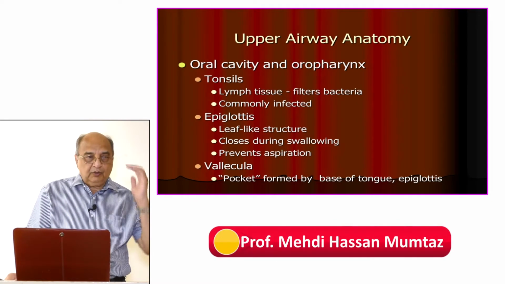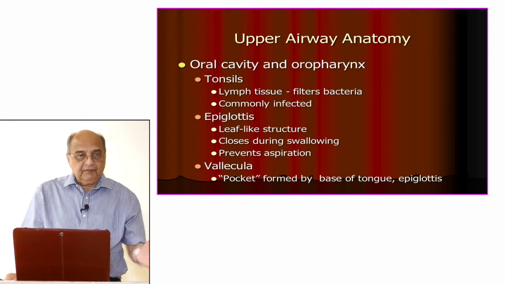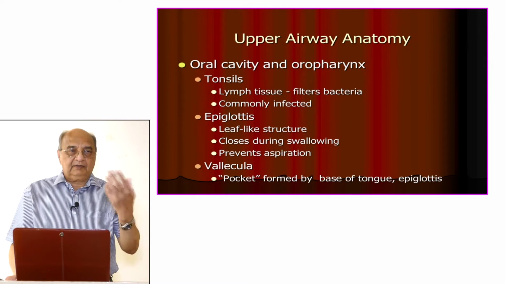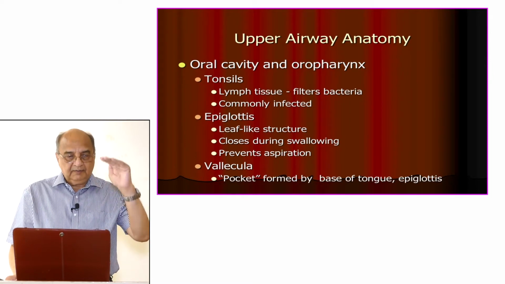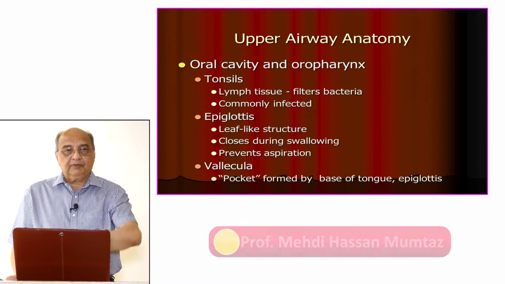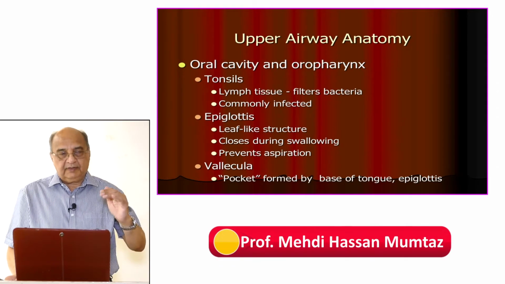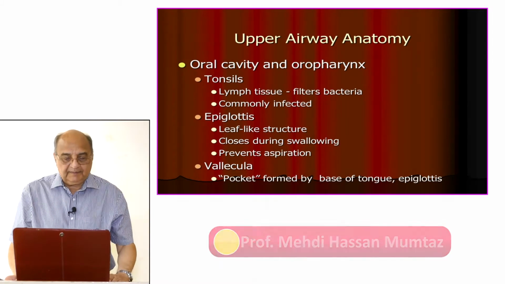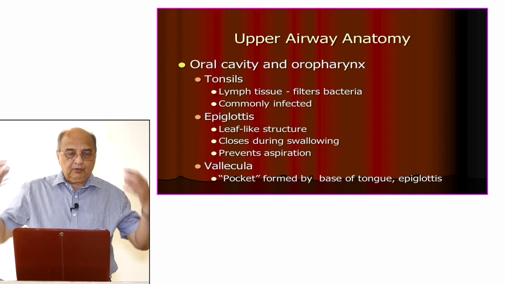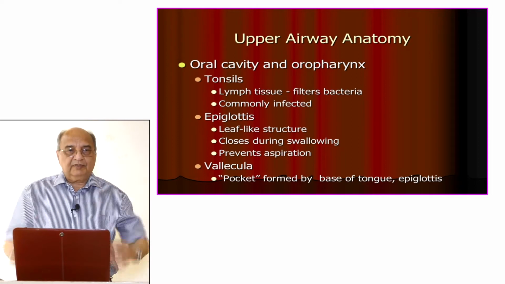Then you have the epiglottis also. It's a leaf-like structure. It closes during swallowing. When you are swallowing, it closes the laryngeal aperture so that the food can go into the laryngopharynx and then into the esophagus. It prevents aspiration, obviously.